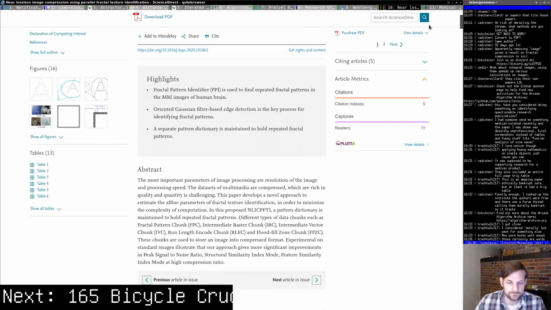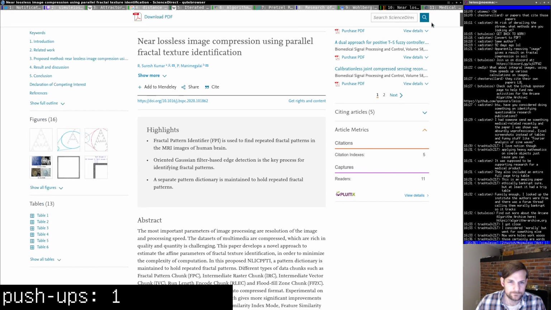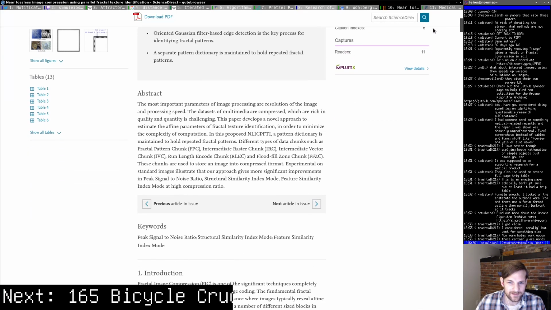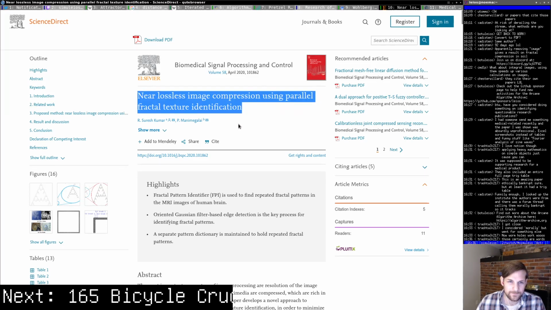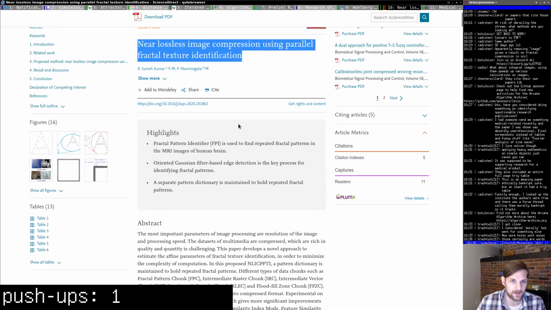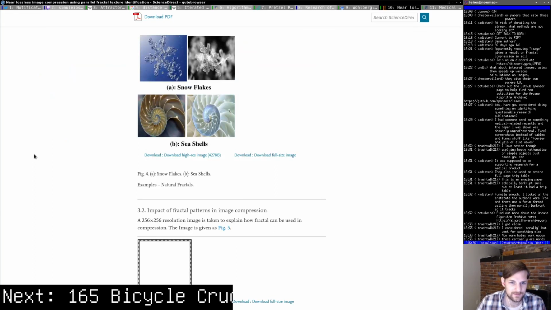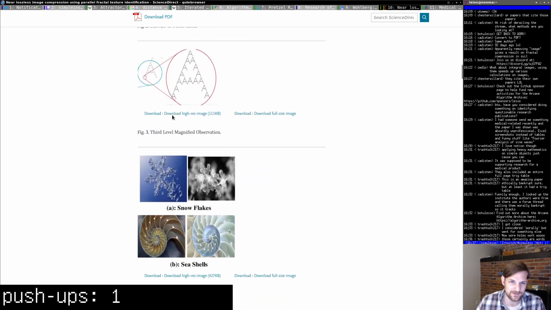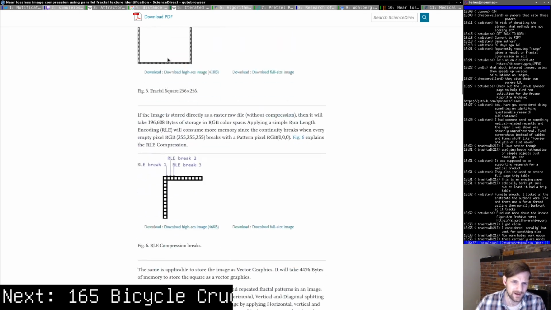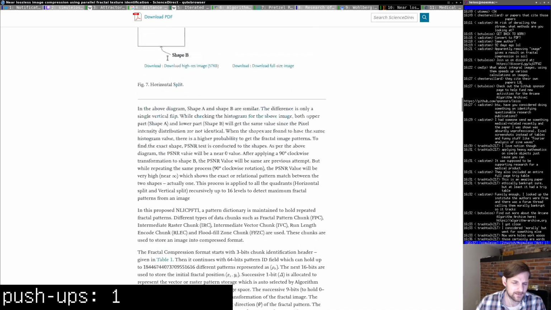Okay, what do we have here? I don't know if I like this paper or not, honestly. Near lossless image compression using parallel fractal texture identification. That's literally the same as fractal image compression, right? We're literally just doing fractal texture identification. So I'm okay with that part of it. It's just the fact that the images are like snowflakes and constant re-zooming in of the Sierpinski triangle without the bottom to the Sierpinski triangle is weird in a way.